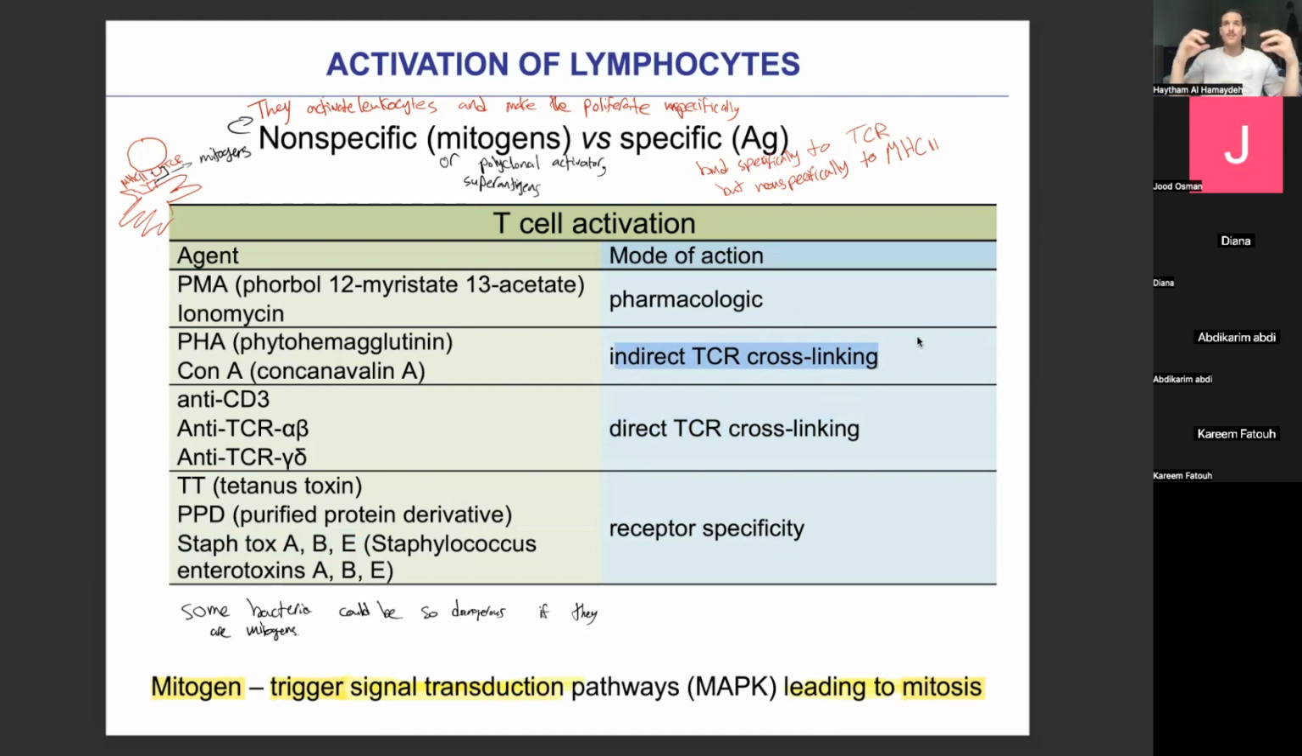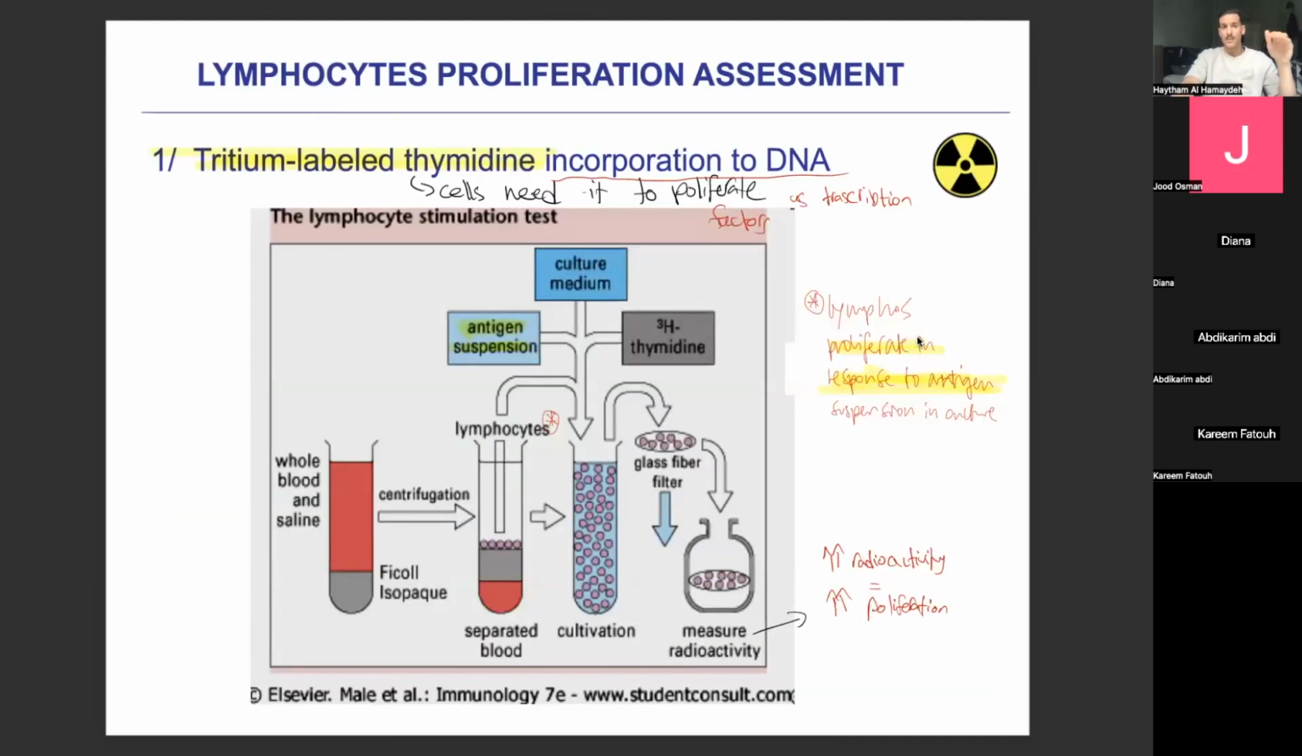So this is how we expose and activate the cells, mitogens and antigens. Non-specific activation is mitogens. Specific activation is antigens. First step done. Now we go to the next step. It is the proliferation. What is the meaning of proliferation?